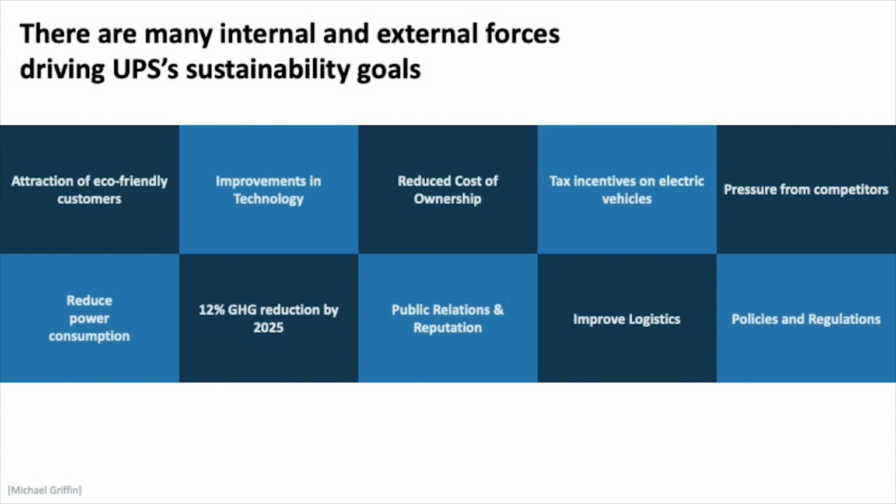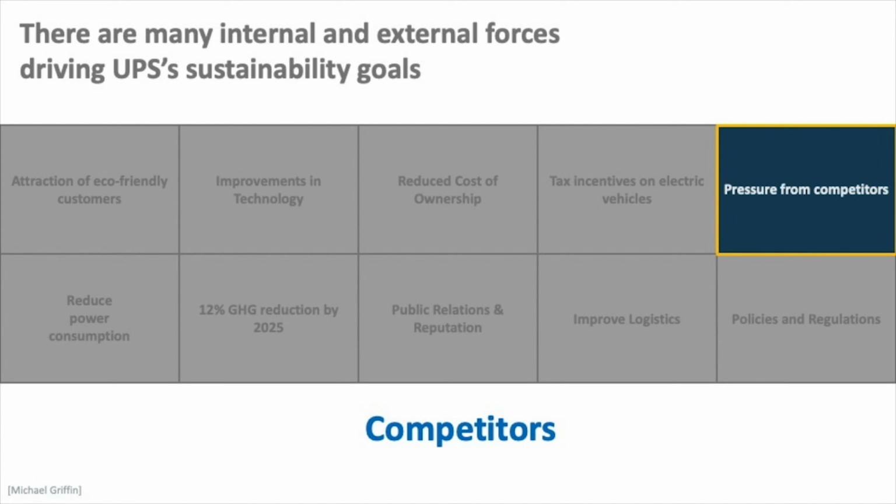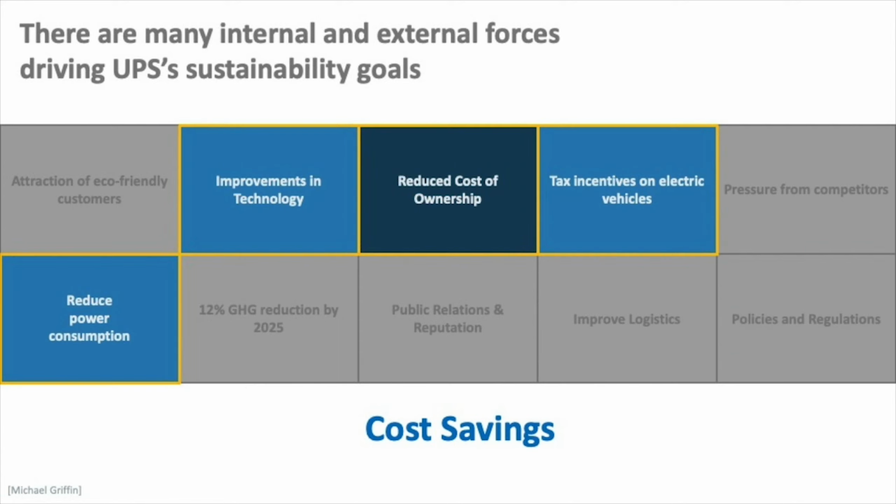Whenever we have a list of items, it helps to see if they fall into any common categories. Our working memories work well with lists of 2, 3, or 4 items. Because of this, I always limit myself to no more than 4 different categories. In this case, I found there were 4 overarching drivers behind UPS's sustainability goals. They were the customers, the competitors, the environment, and cost savings.